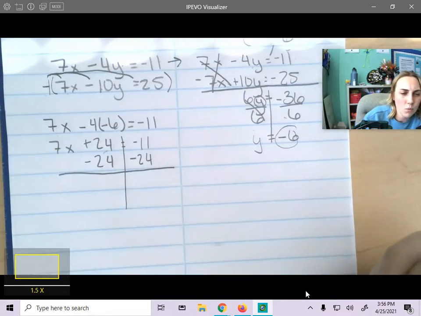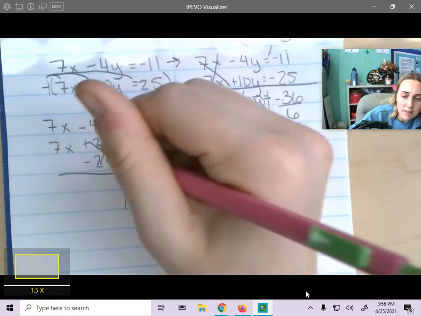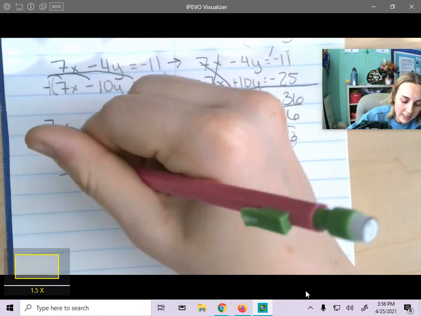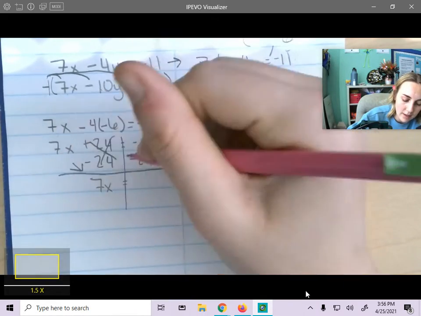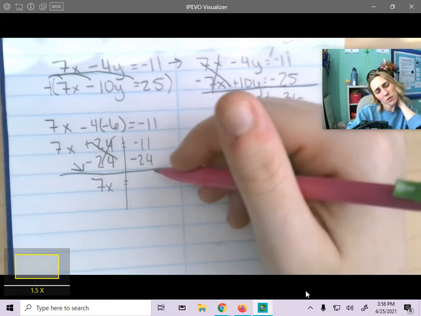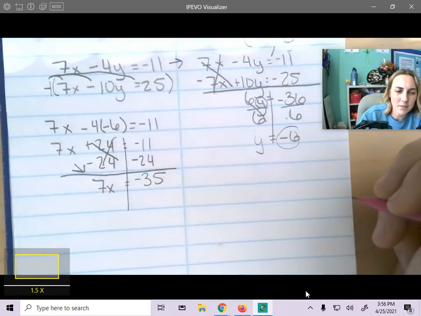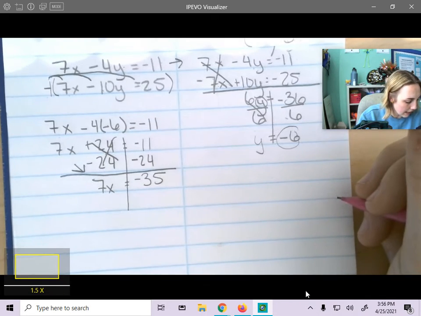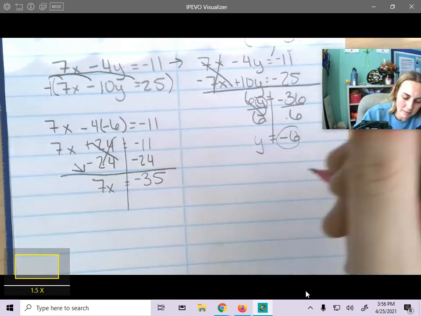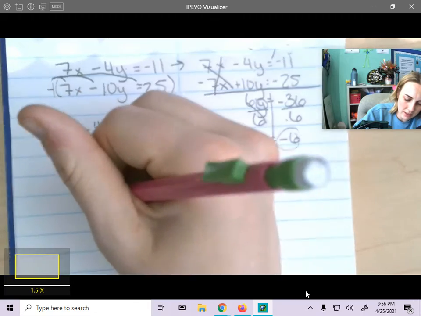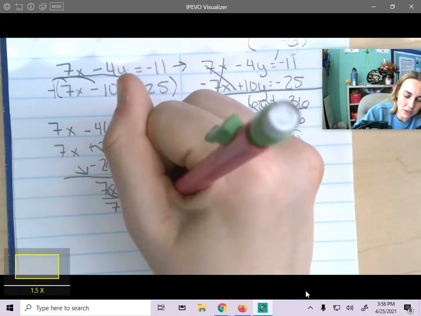All right, let's go. So these are going to cancel out. They're opposites, but I can bring down the 7x now. Okay. And then negative 11 minus 24 is going to give me negative 35. All right. Once I have that, now my last step is to get x by itself. So I need to divide both sides by 7 in order to do that.